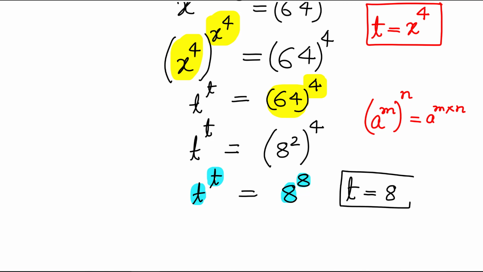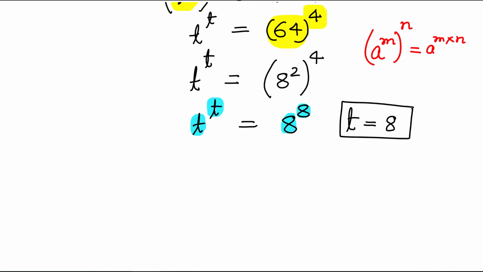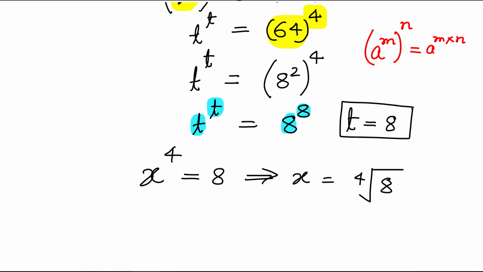And what was t originally? t was nothing but x raised to the power 4. So now I can say x raised to the power 4 is equal to 8. This implies x is equal to the 4th root of 8. So we will have a plus minus sign. So x is equal to, in this case, plus minus 4th root of 8.